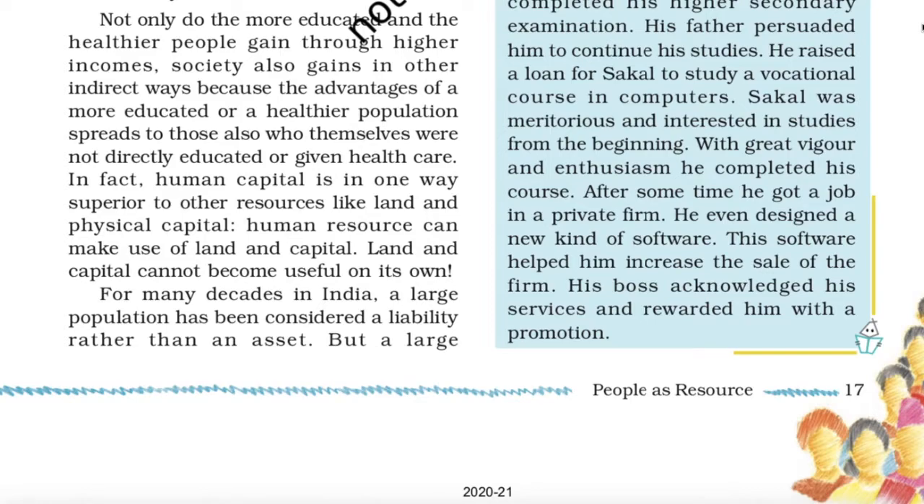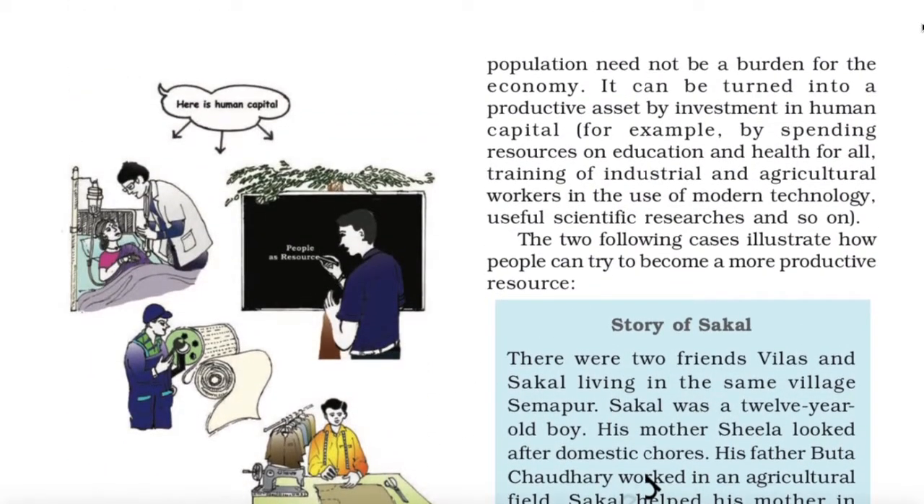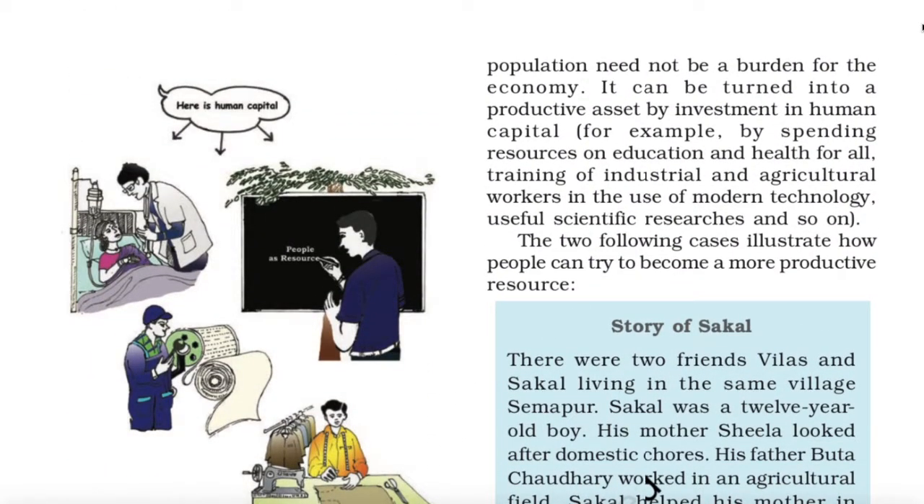For many decades in India, a large population has been considered a liability rather than an asset. But a large population need not be a burden for the economy. It can be turned into a productive asset by investment in human capital. For example, by spending resources on education and health for all, training of industrial and agricultural workers in the use of modern technology, useful scientific research, and so on.